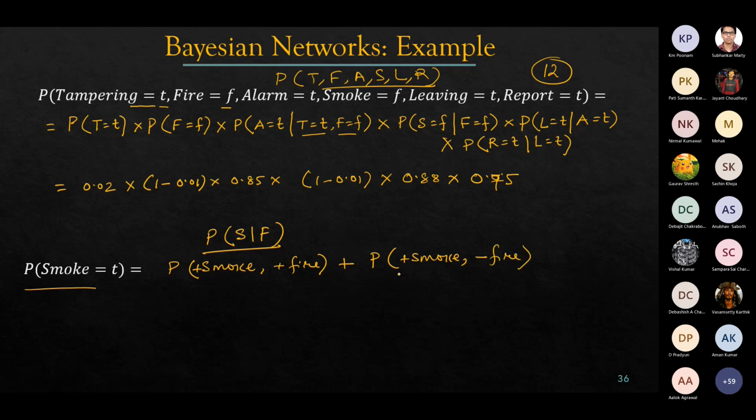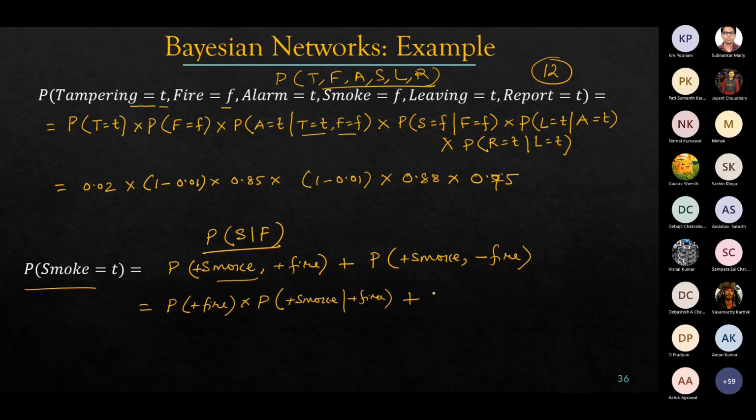If we add this up, then we'll be getting the probability of smoke. Now, how do we get this? This is a joint distribution, which we can write using the chain rule. So it will be probability of plus fire multiplied by probability of plus smoke given plus fire.